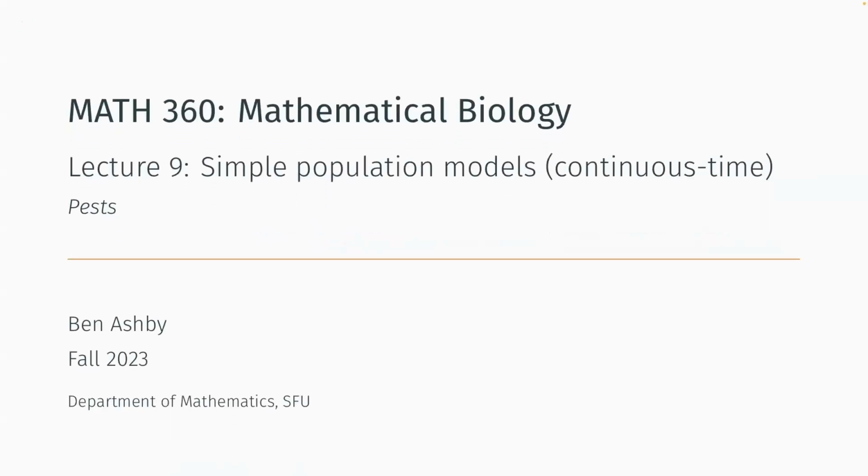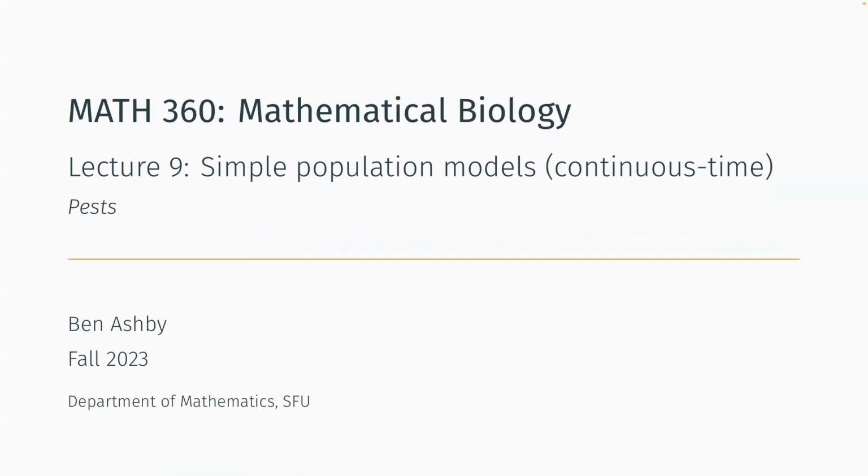Okay, so today we are going to be doing our final session of new material on simple population models in continuous time. So this is the last of the one-dimensional stuff. We will have the first quiz on Wednesday, and then on Friday we'll just do a review of everything that we've covered so far from the first part of the course.